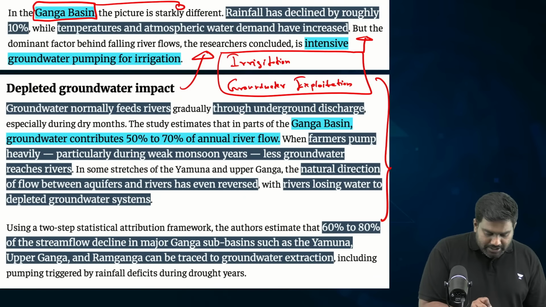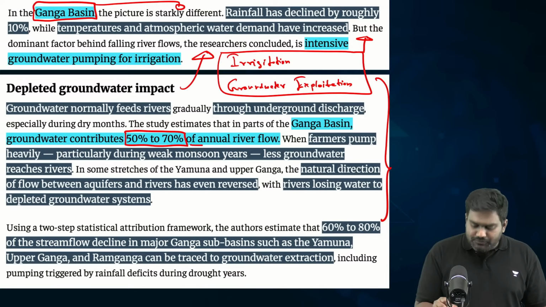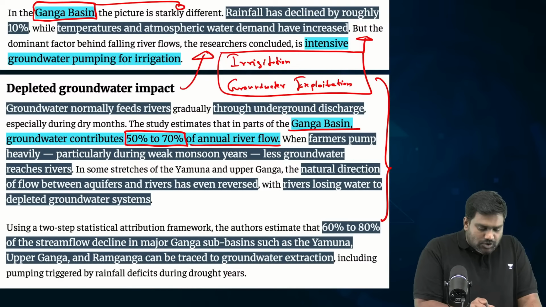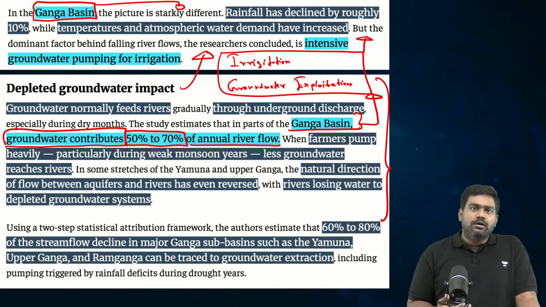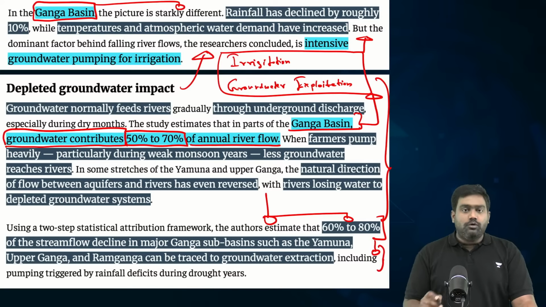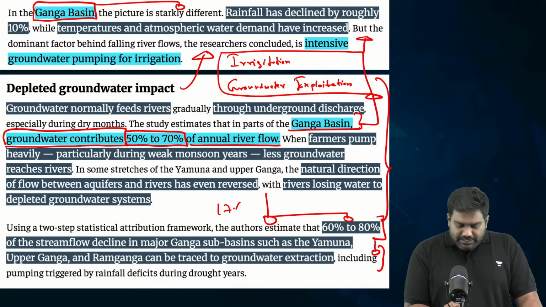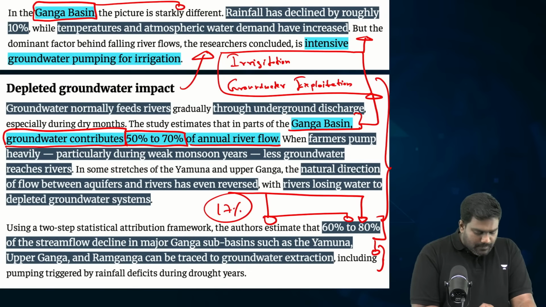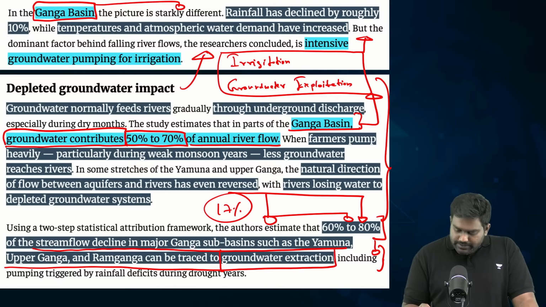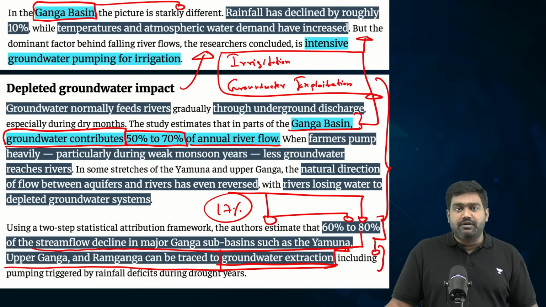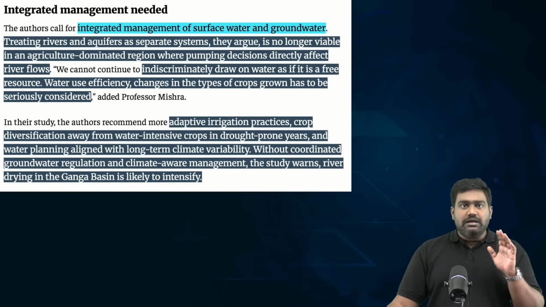And the researchers have pointed out that 50 to 70% of annual river flow in Ganga basin is contributed by groundwater. So, if groundwater is being over exploited for irrigation and for other human activities, naturally you will see a significant reduction. And the reduction in water flow, which is by around 17%, is primarily attributed to over exploitation of groundwater. 60 to 80% of the drop is basically as a result of the groundwater extraction, which is happening in the Gangetic River basin. So, this tells us a very clear lesson.